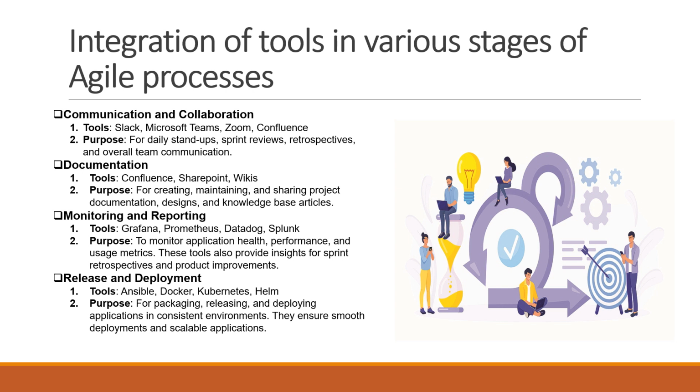Monitoring and reporting. Examples of tools for monitoring and reporting are Grafana, Prometheus, Datadog, Splunk. The purpose includes to monitor application health, performance, and usage metrics. These tools also provide insights for sprint retrospectives and product improvements. Release and deployment. Examples of tools for release and deployment include Ansible, Docker, Kubernetes, Helm. The purpose is for packaging, releasing, and deploying applications in consistent environments. They ensure smooth deployments and scalable applications.